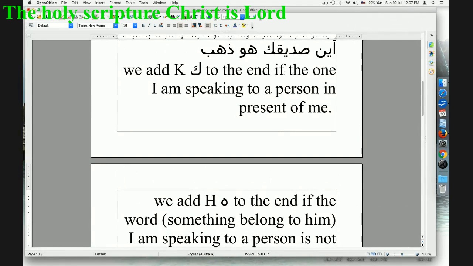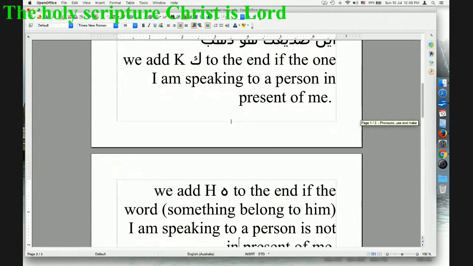All right. So where is your friend? Friend here is a person, so we add ka to it. But the letter ka can be used even for an object. As an example, bait, we say baituk. So the ka can be used for anything, for an individual person, to make him belong to you, like your friend, or for an object, like a car, or a house, or a pen, or a wallet, or a camera.